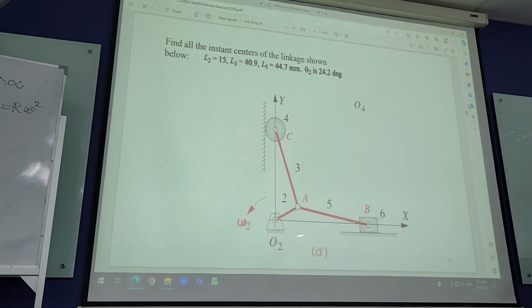Now you may just draw a basic hand drawing and try to identify the ICs. It will not take much time. Just try to draw approximately. It is a 6-bar linkage mechanism. For that 30 marks question, each IC you will get 1 mark. If you identify all the 15 ICs, you will get 15 marks. For example, you can easily identify all the pin joints, right? So you still get marks for those.